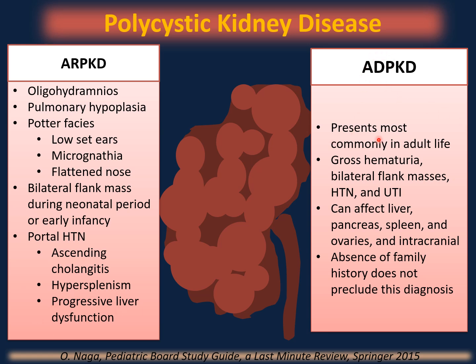Autosomal dominant presents most commonly in adult life with gross hematuria, bilateral flank masses, hypertension, and UTIs. This disease can affect the liver, pancreas, spleen. So you may see cysts in the liver, pancreas, spleen, ovaries, and intracranial aneurysm. This disease is autosomal dominant, but absence of family history does not preclude this diagnosis because it can be just a spontaneous mutation. So if you have a child with a family history of autosomal dominant, you need to monitor the children for development of this disease.